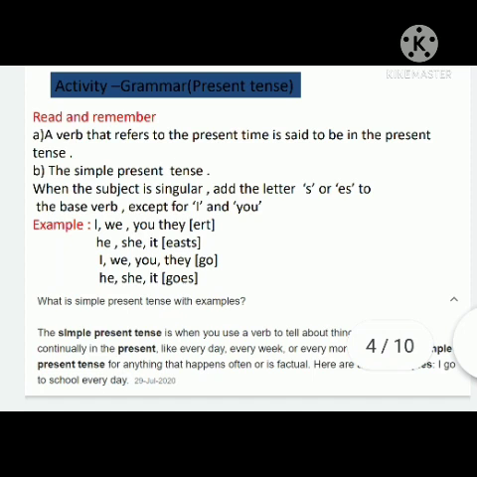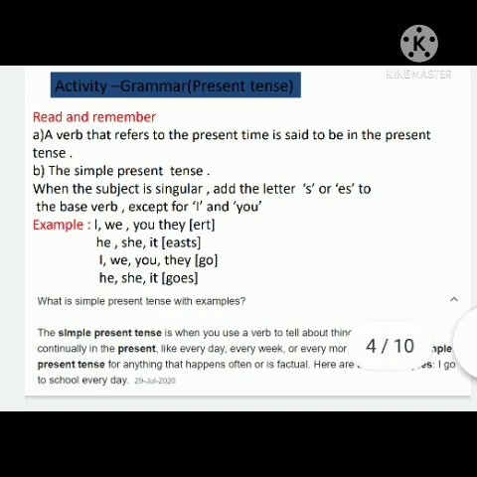Now, a verb that refers to the present time is said to be in the present tense. In the simple present tense, when the subject is singular, add the letter s or es to the base verb, except I and you. In this, some rules are there. The simple present tense doesn't have any helping verbs. In this sentence we have to write subject, verb and object.